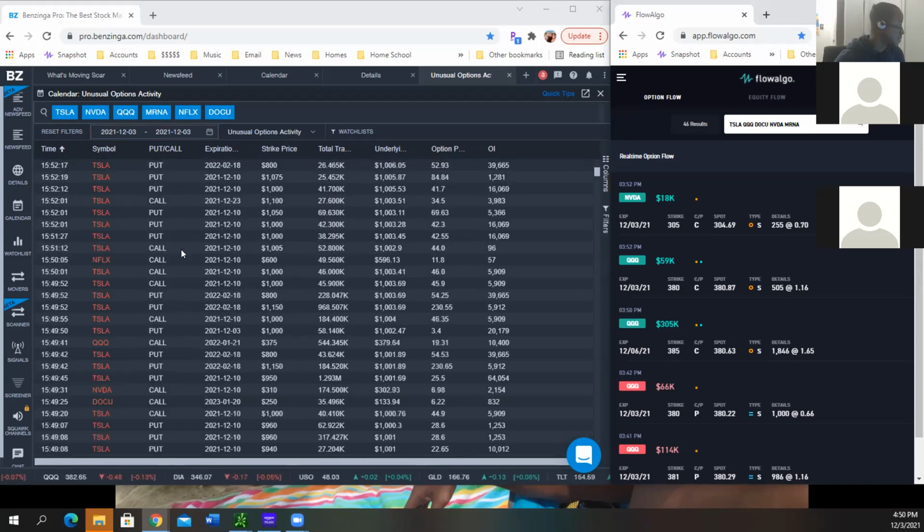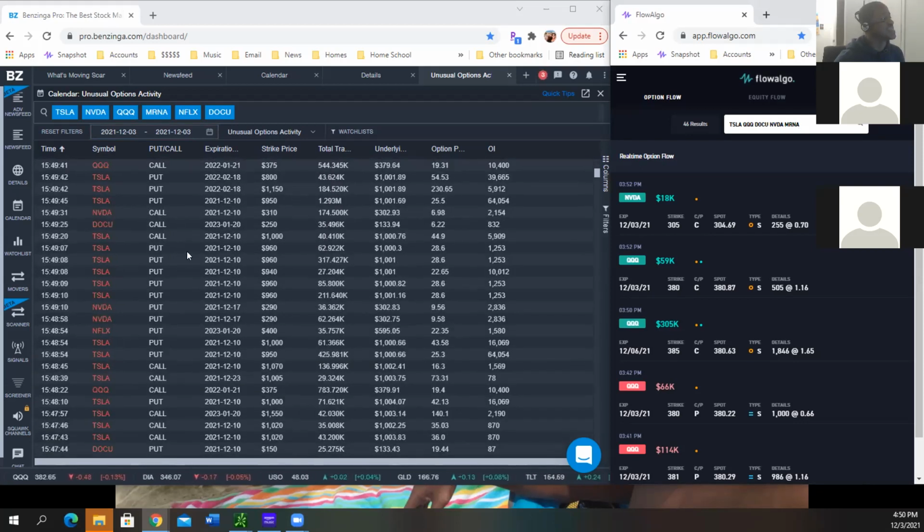I'm looking at this all day. I'm looking at what's coming in, not to see what they're buying per se, but for confirmation on what I'm buying. So I'll say, okay, I'm going to buy 1,100 puts. He's buying 960 puts for December 10th, next week. I'm buying 1,100 for today. So he's bearish as well.